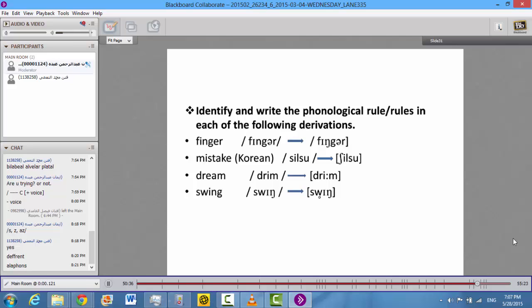The same for mistake, which is a word in Korean, silsu, it's produced as shilsu. Look at the change, try to find the change and write a rule and also give me the name of the process. Dream, after in the underlying form and in the surface form. Look at the changes and again write a rule and give me the name of the process. And the same goes for swing.